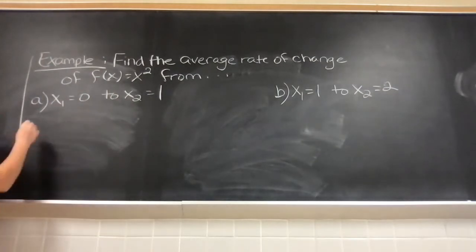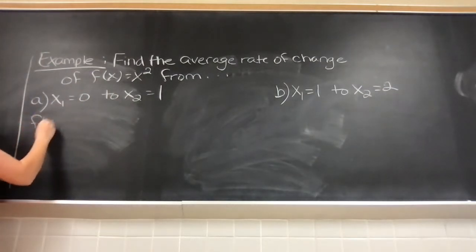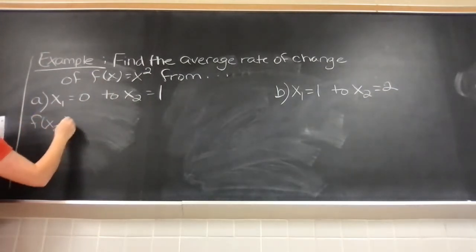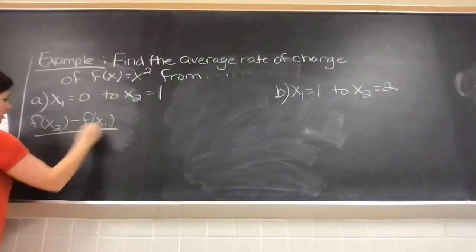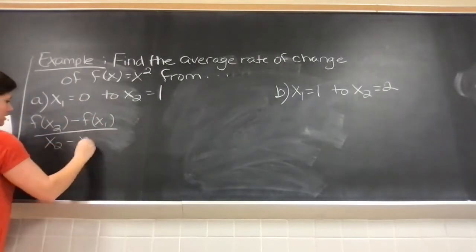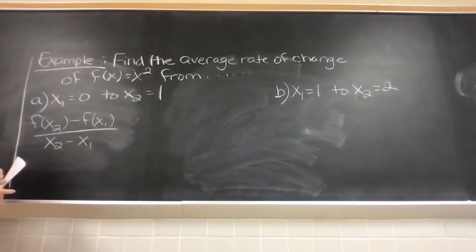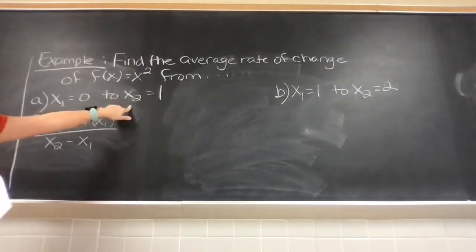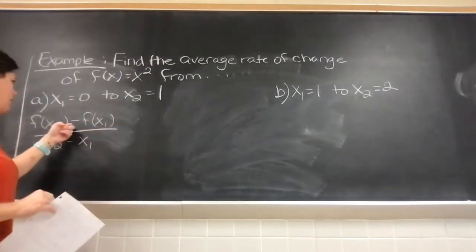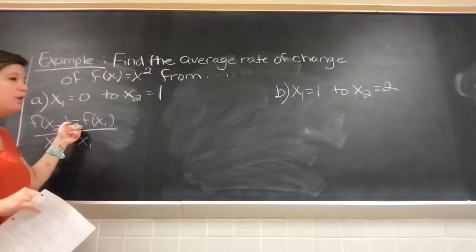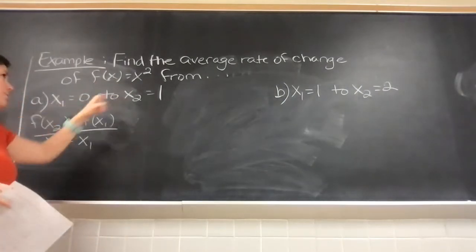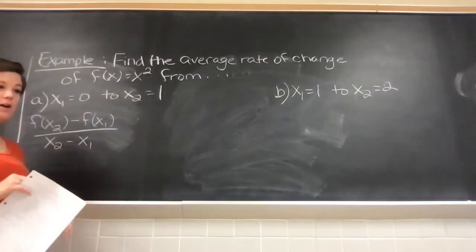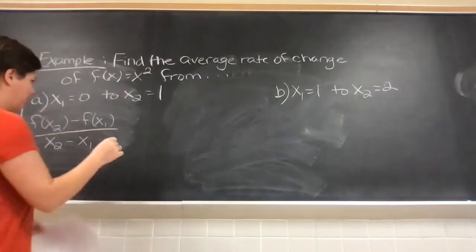So the average rate of change said that we have f of x2, or y, minus f of x1 all over x2 minus x1. Well, it gives us our x1 and our x2, doesn't it? But it doesn't give us our f of x1 and our f of x2. But that's okay because we have our function. So all we have to do is plug in those values to get our f of x's. Okay?